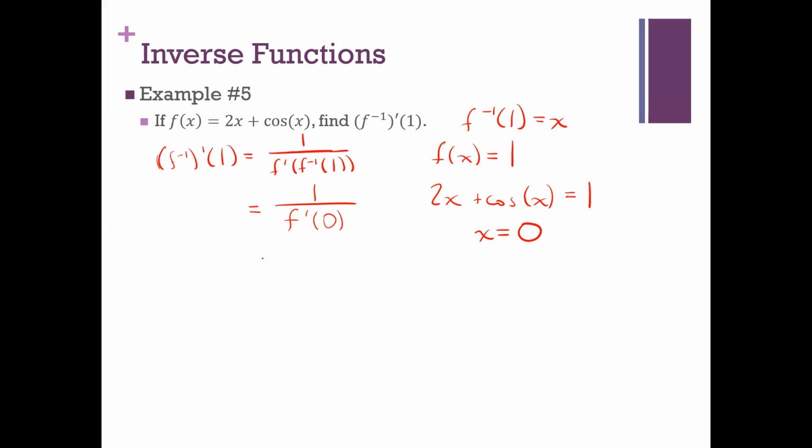Now, how do I find f prime of 0? What's the derivative of that original function? 2 minus sine of x. So f prime of 0 is equal to 2 minus sine of 0, which is 2. So my final derivative is going to be 1/2.